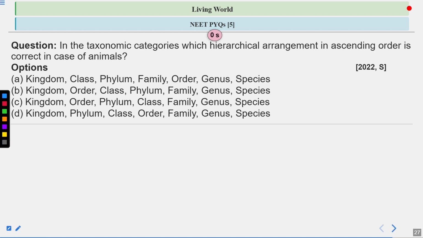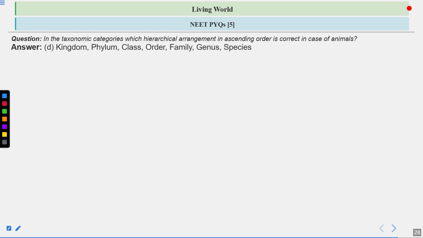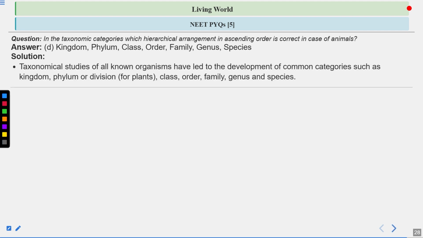So let's have a look at the answer here. The correct answer is option number D. Let's have a look at the explanation now. Taxonomical studies of all known organisms have led to the development of common categories such as kingdom, phylum, or division in case of plants, class, order, family, genus, and species.